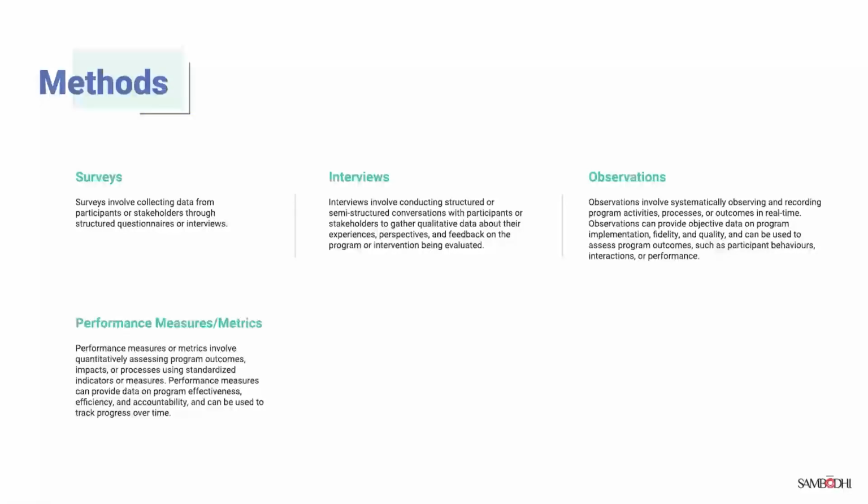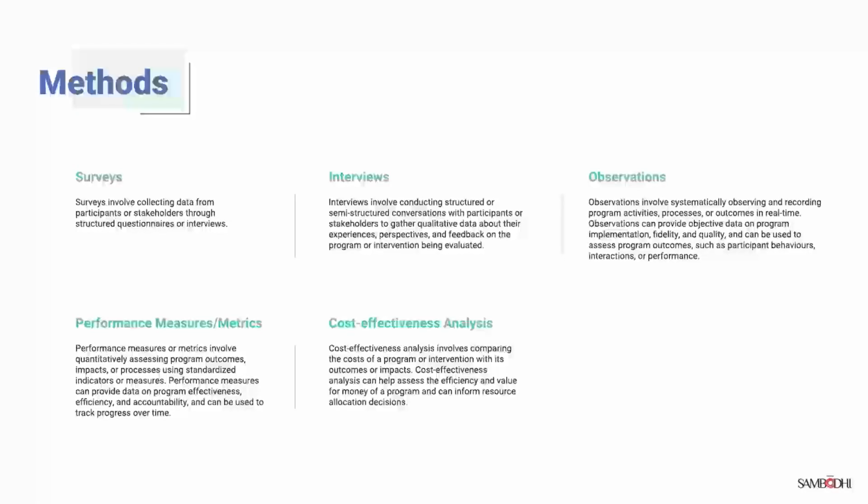Next is performance measures or metrics. These involve quantitatively assessing program outcomes, impacts, or processes using standardized indicators or measures. Performance measures can provide data on program effectiveness, efficiency, and accountability, and can also be used to track progress over time. Next, we have cost-effectiveness analysis.